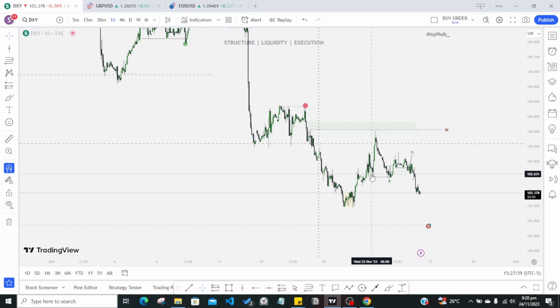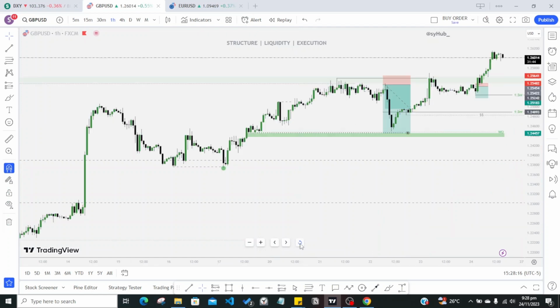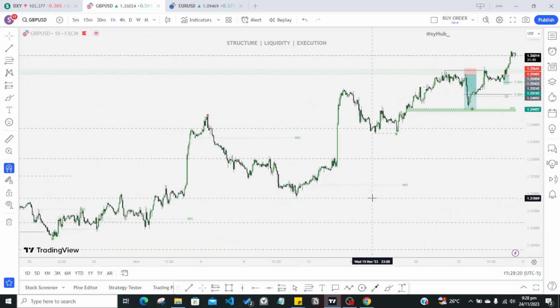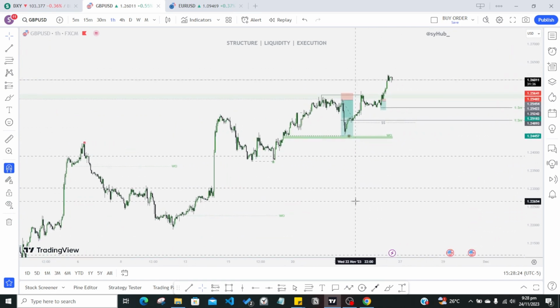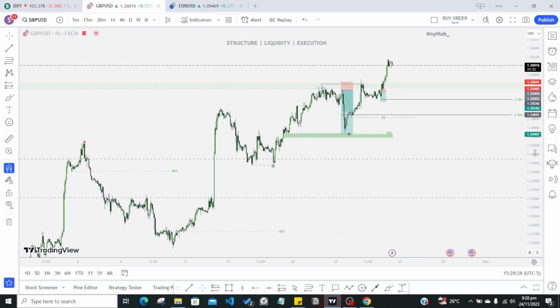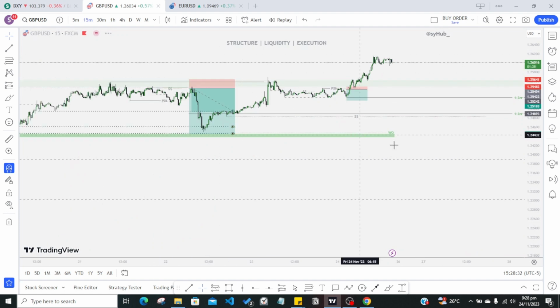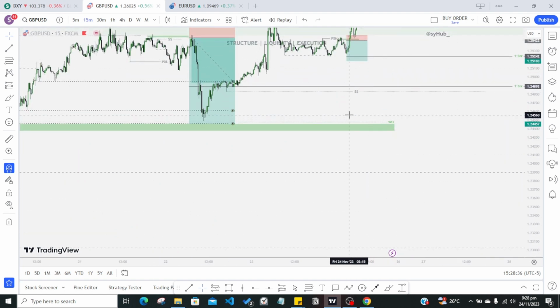The first trade I had was on Wednesday. I was on GBP USD. This is GBP USD, the 1 hour chart. I'll break down what I saw that made me take this sell on GBP USD. Let me go down to the 15 minute time frame so I can break it down.